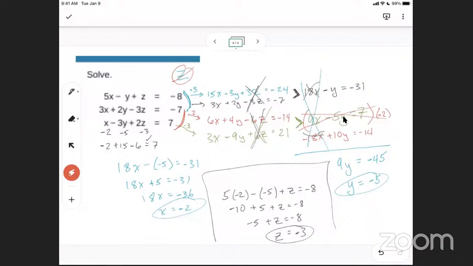Math Excel disagrees. Well, Math Excel is wrong. Did you type in the x, y, and z correctly? Negative 2, negative 5, negative 3? No, I didn't. Oh my god. There we go.